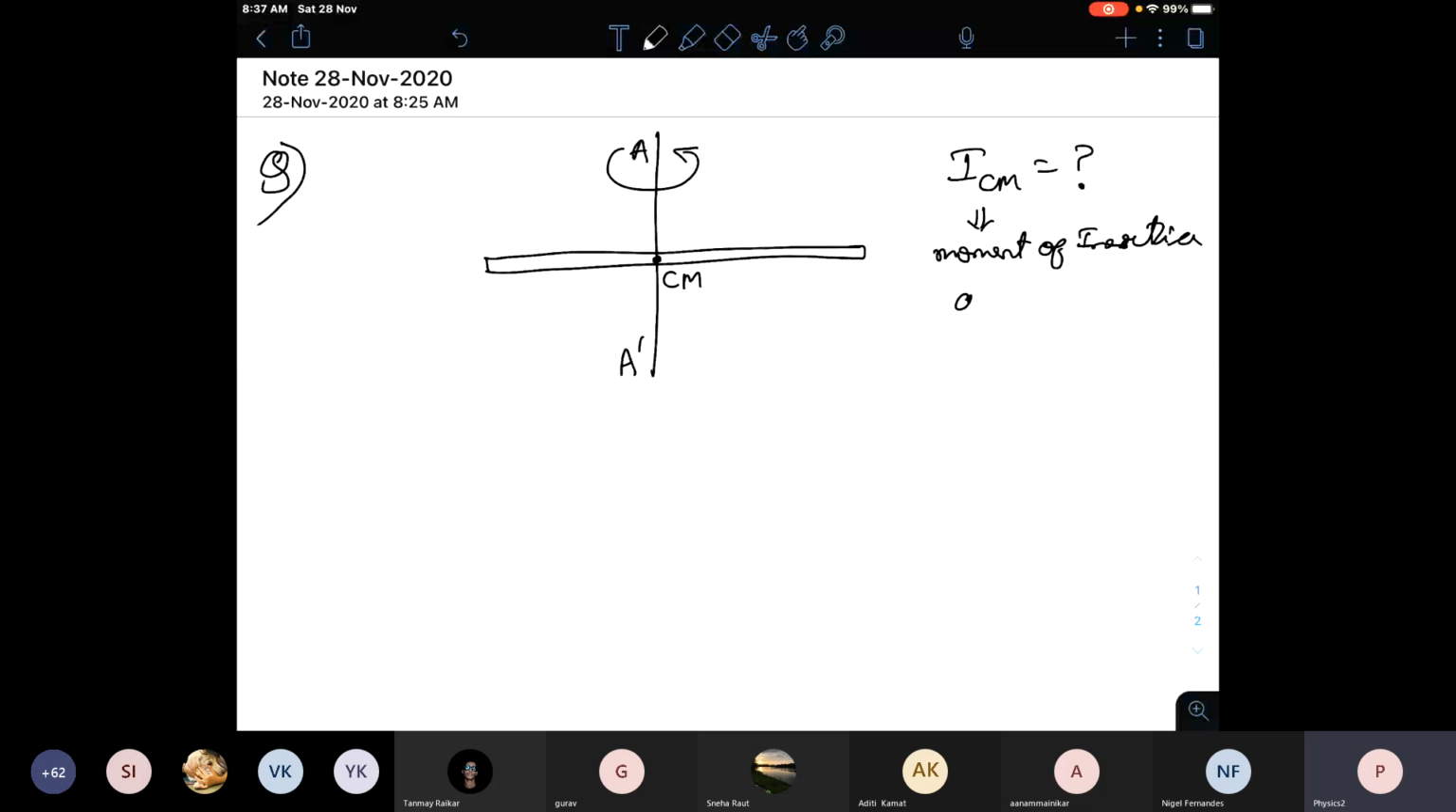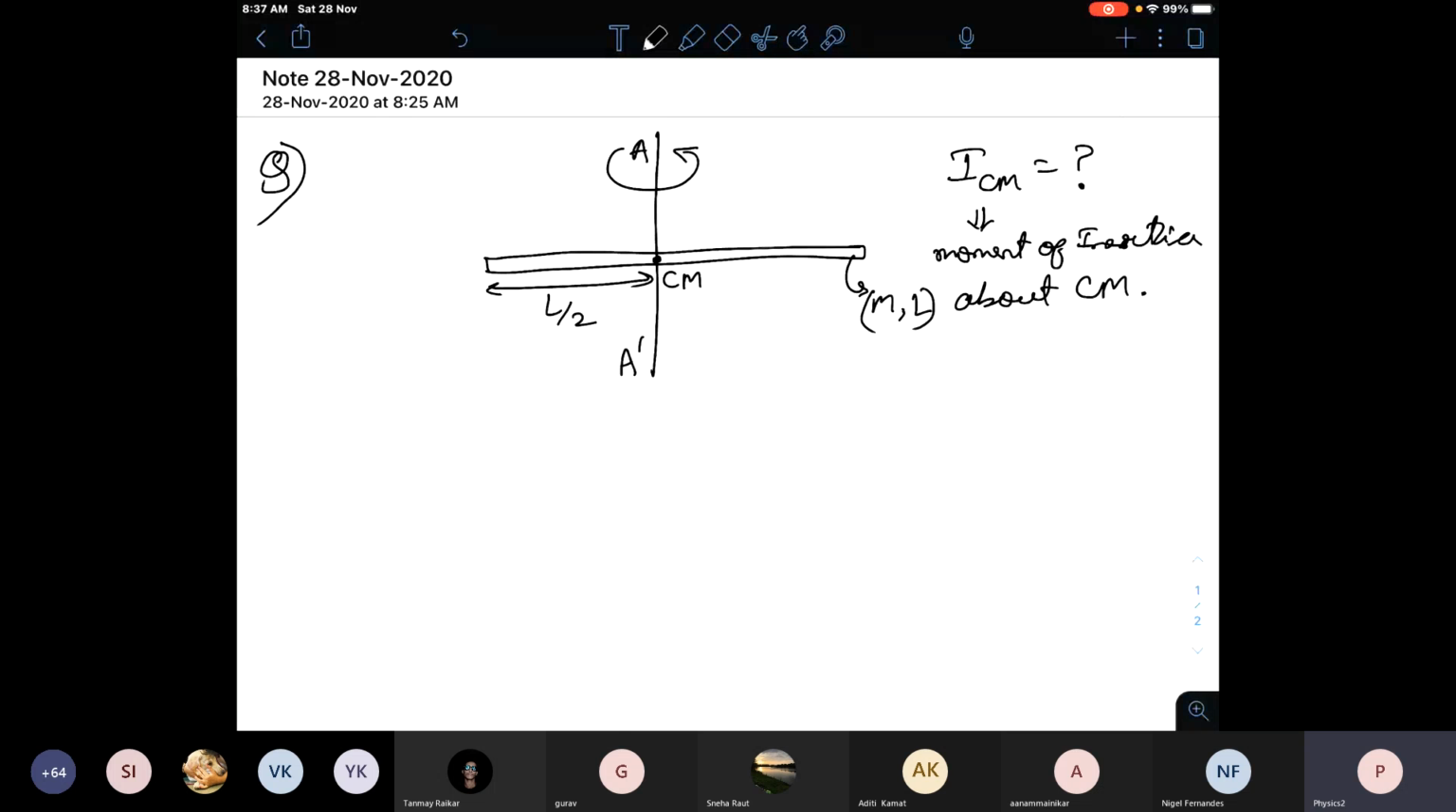Moment of inertia about center of mass. This is called the moment of inertia about center of mass. The mass of the rod is m, the total length of the rod is l. Mass is m, length is l, and the axis is passing through the center of mass. That means the axis is at a distance of l by 2 from one of the edges.